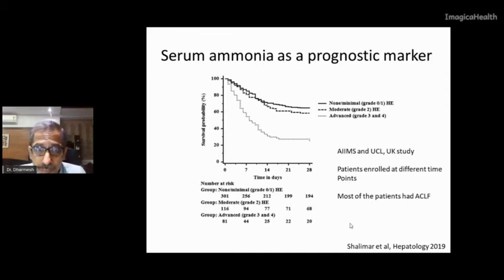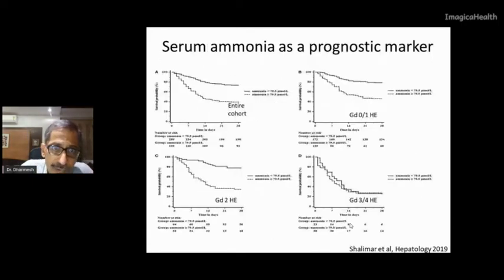First, let's talk about the HE and its impact on survival. Those who did not have any HE, grade 0 or 1, that is covert, had the best outcomes. And mind you, the EASL classification talks about cerebral dysfunction and cerebral failure, and those who had cerebral failure had a much worse outcome.